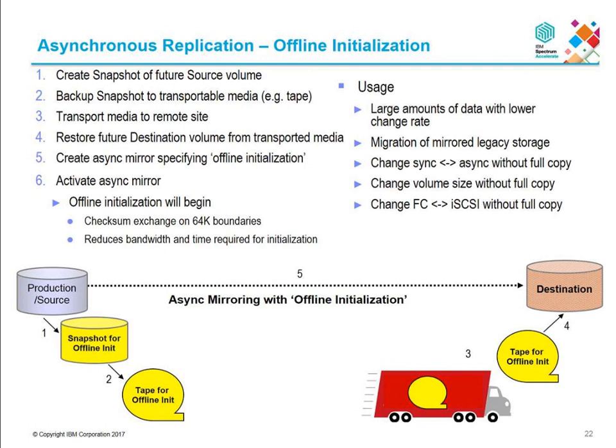Now, this is not true of synchronous. Synchronous, I can go into and change the primary volume. I can make it larger while I'm doing synchronous replication, because again, I'm pretty much confident that my primary and my secondary volumes are going to be the same. In async, I don't have that same confidence. So I have to stop the replication, resize the volumes, reinitialize the relationship using offline init, and then restart replication, just because of the nature of async.